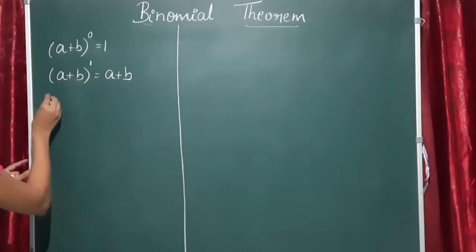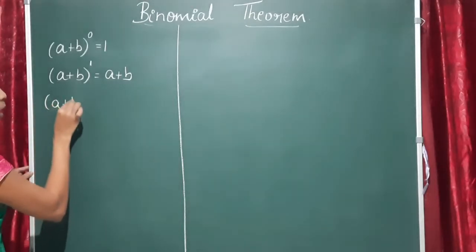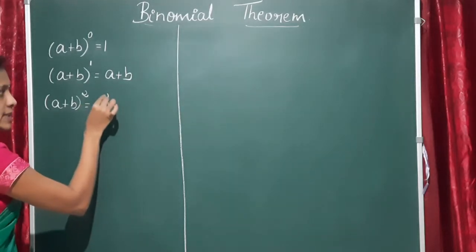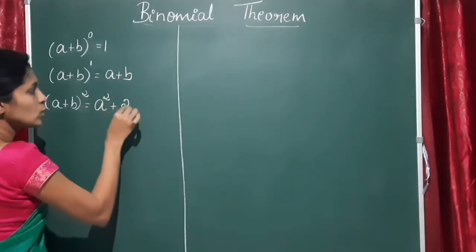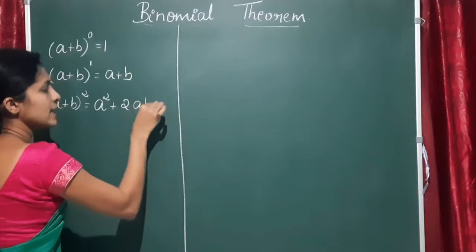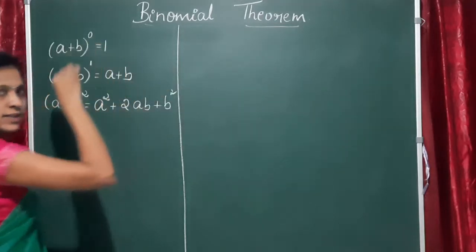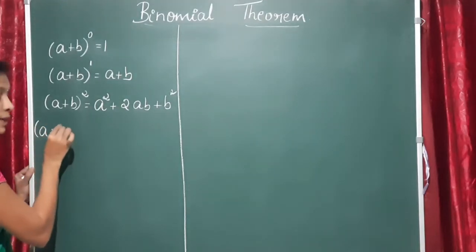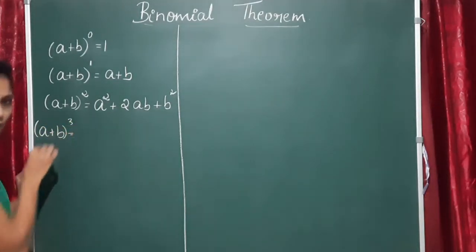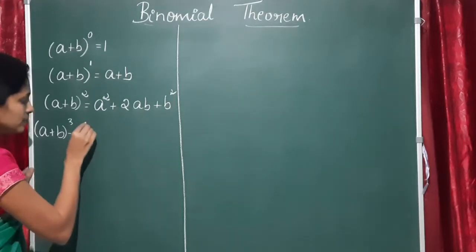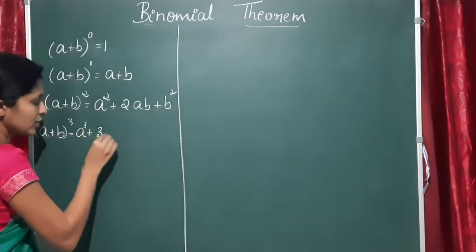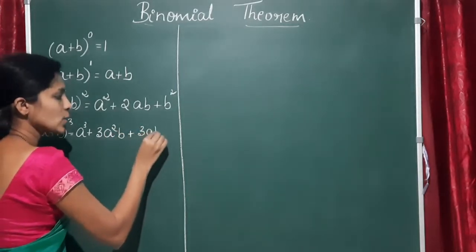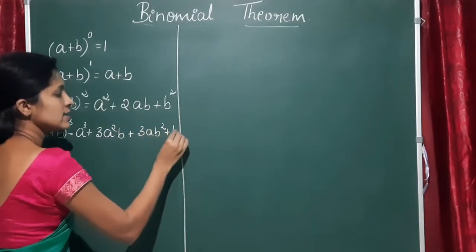Now, if we consider (a+b)^2, what will be the value? Expansion will be a square plus 2ab plus b square. Right? Even this is a known expansion. Now, if I consider (a+b)^3, expansion will be a cube plus 3a square b plus 3ab square plus b cube. Even this is a known expansion.